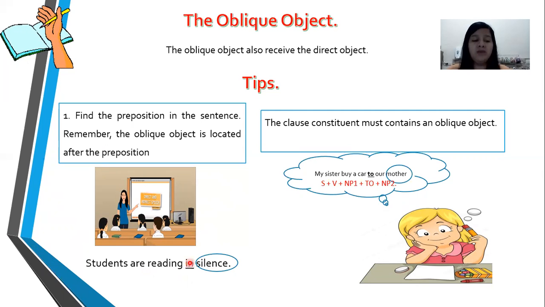As you can see here, for example, students are reading in silence. The oblique object is silence because it's preceded by the preposition in.